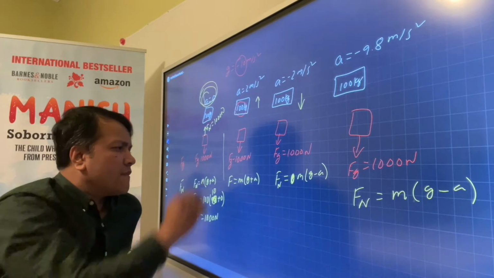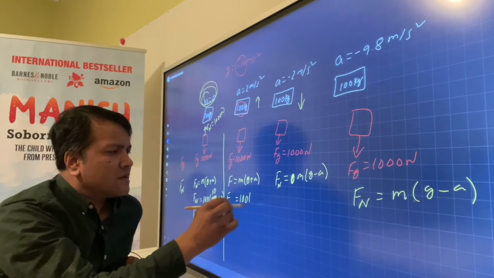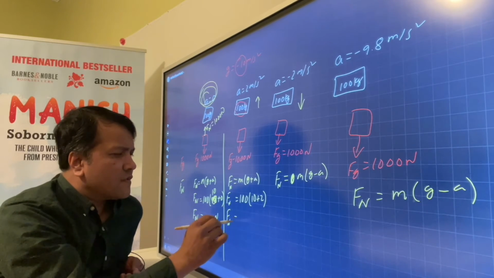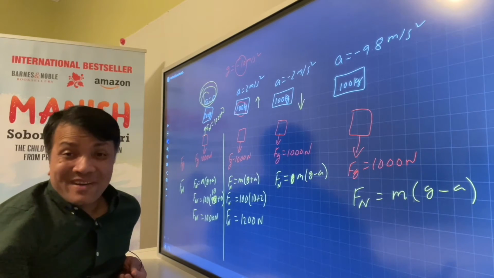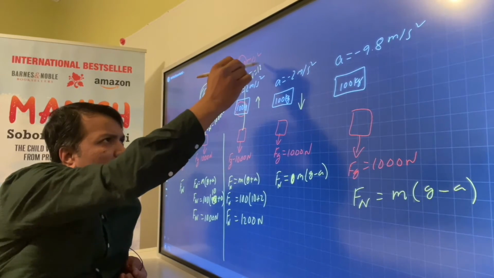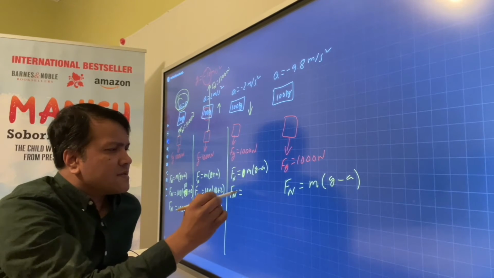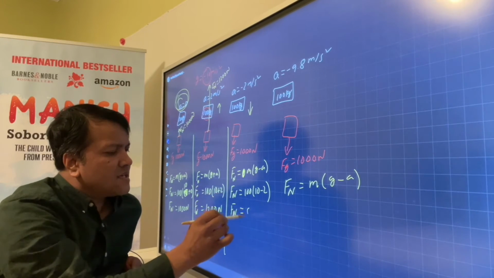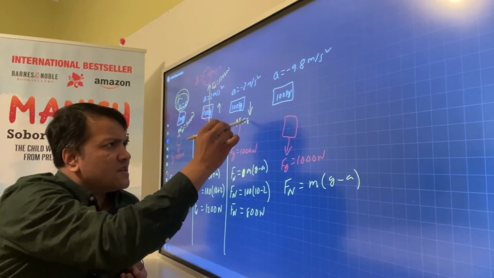Now let's see the other one. Okay, so Fn is equal to 100 times 10 plus 2. So Fn, don't forget the n over here, 1200 Newtons. What does that mean? That means apparent weight gain. Fn is bigger. Okay, now let's see this one. Fn is, m is 100, g is 10 minus 2, so Fn is 800. All right, so this one is apparent weight loss. Fn is 800 Newtons.